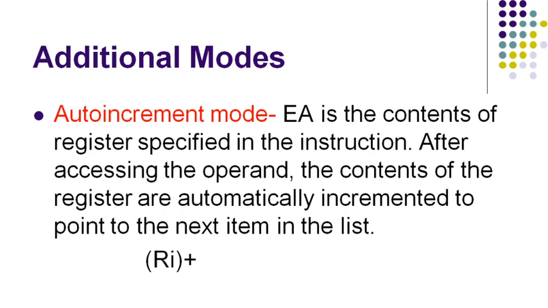Since the size of the operand is usually specified as part of the operation code of an instruction, it is sufficient to indicate the auto increment mode as (Ri)+. If you just mention (Ri)+ in the same instruction type, it will automatically take the increment value depending on the size of the operand.